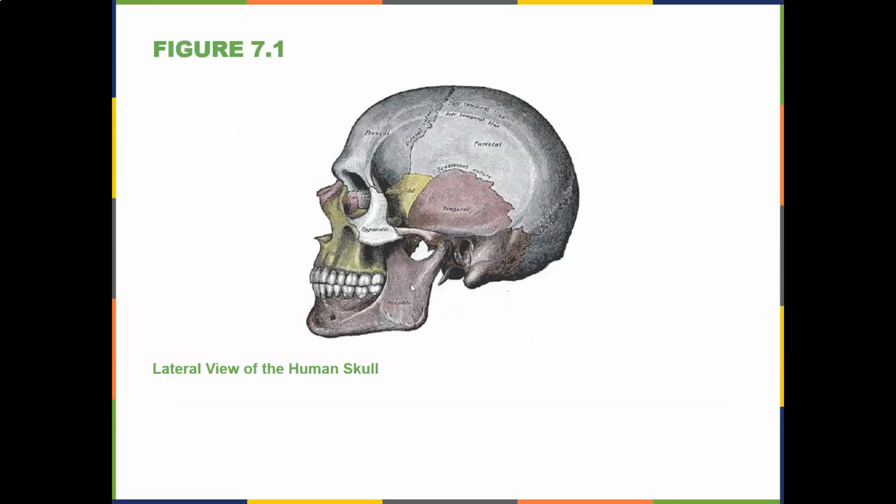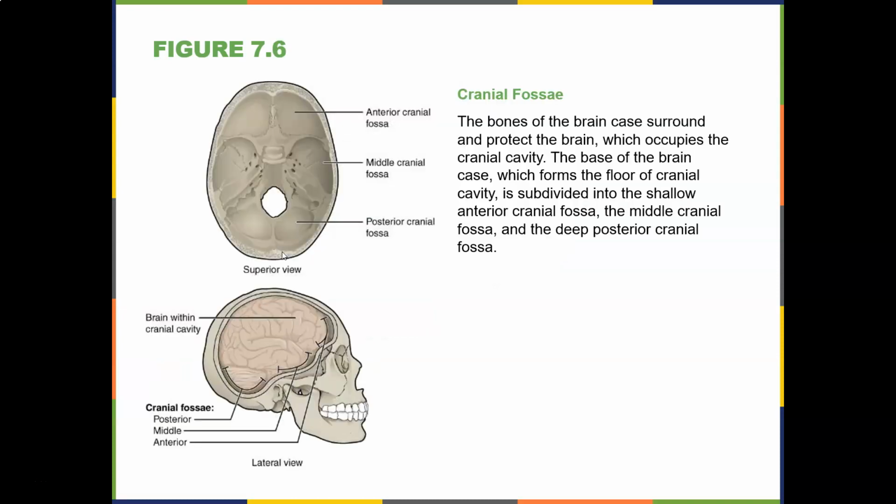Here's the skull. Here's the lateral view: frontal bone, parietal bone, temporal bone, zygomatic bone, mandible. And then you have a cranial fossa. So the bones of the brain case surround and protect the brain, which occupies the cranial cavity. The base of the brain case, which forms the floor of the cranial cavity, is subdivided into the shallow anterior cranial fossa, the middle cranial fossa, and the deep posterior cranial fossa.